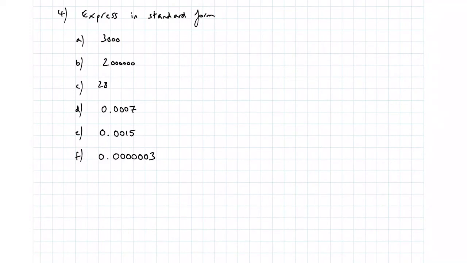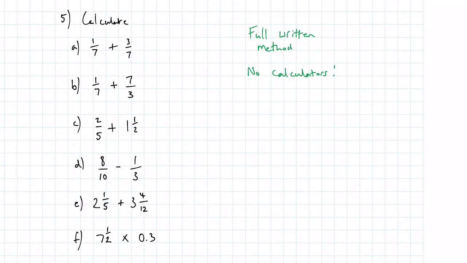Question 5. Calculations. Now it does say here, full written method, no calculators. There's a problem with some students in the class not showing any working out, and it does look to me like you're just typing things into a calculator and writing it down. That's not helping you at all. So please, can you show your method?